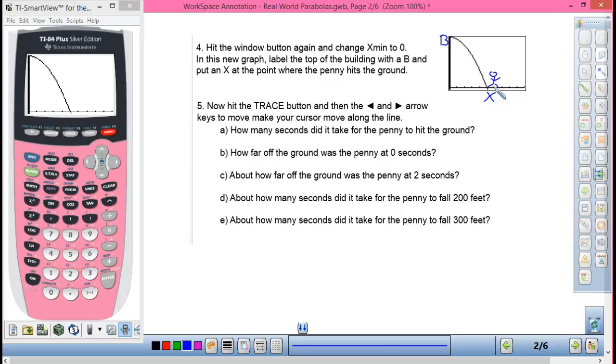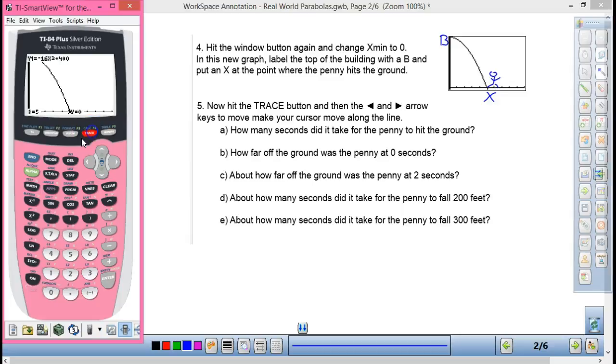Do some tracing, right? Okay, so that means we have to retrace. Okay, when the penny hits the ground, what will be 0? The x or the y? The y is going to be 0 when that penny hits the ground. So how many seconds did it take for it to hit the ground? 5 seconds. Yep.